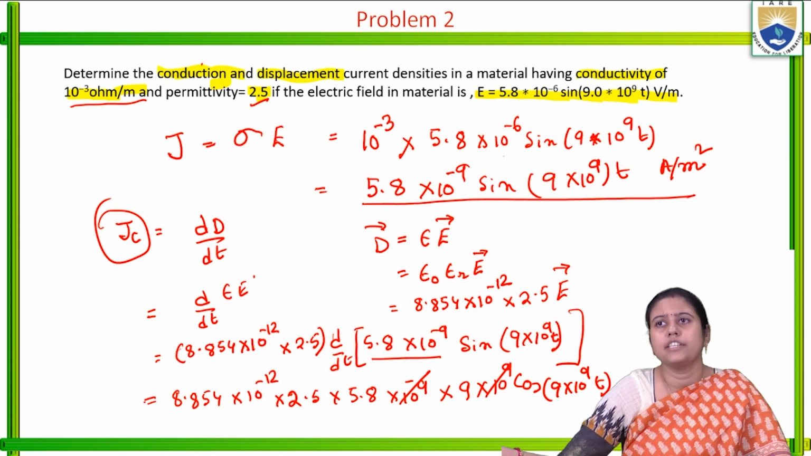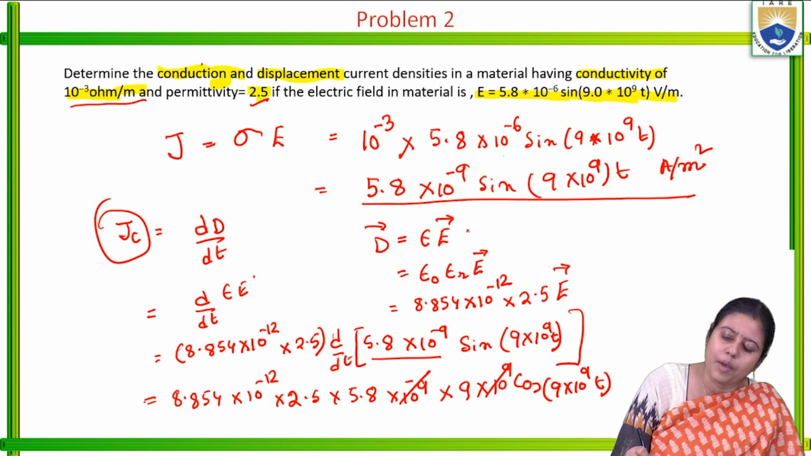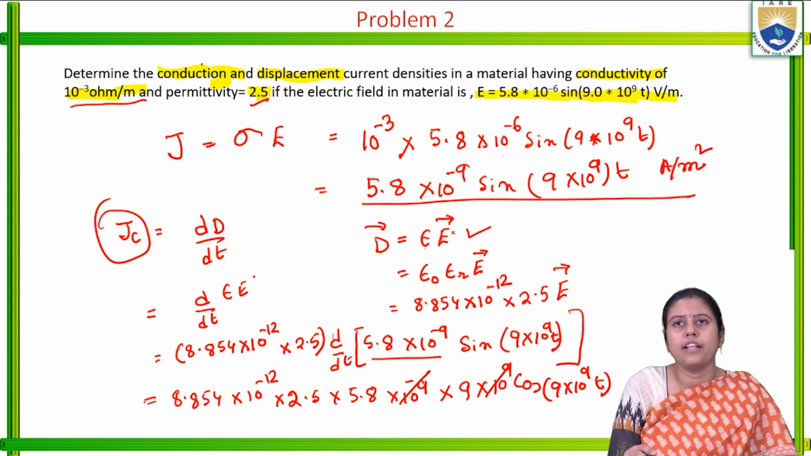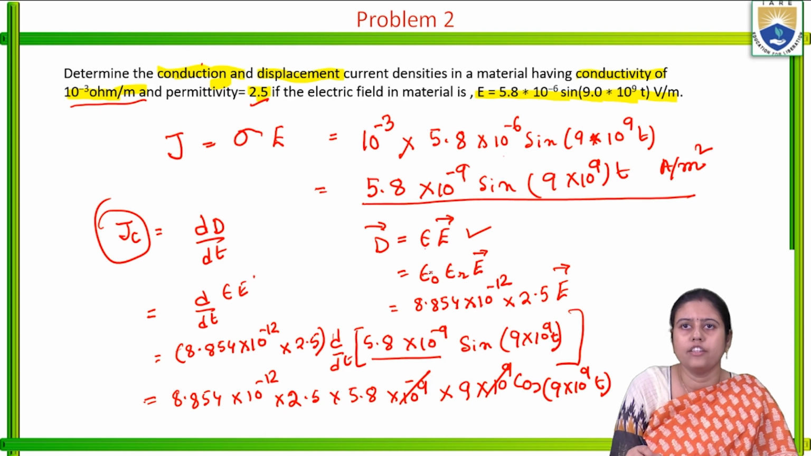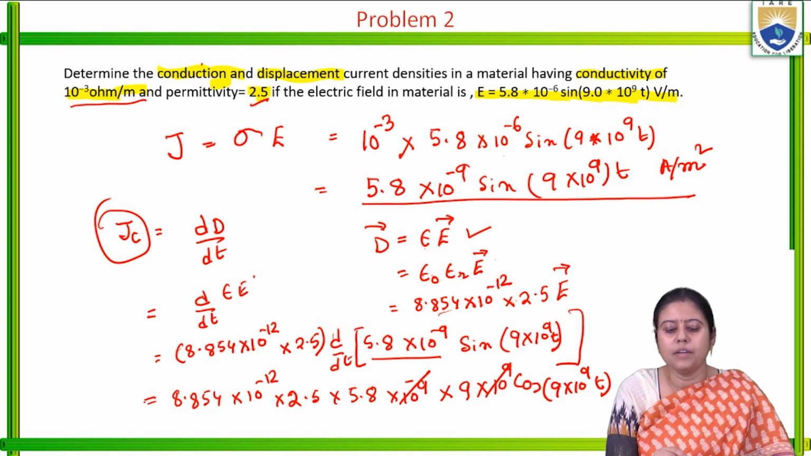Next is the calculation of the JC. How to calculate the JC value? We know the displacement current density, JC is equal to dD by dt. So how to calculate the value of D? The D value is not given in the problem, so we can get that D is equal to epsilon into E. What is epsilon? Epsilon means permittivity. So epsilon naught epsilon R into E. The epsilon naught value we know, and the epsilon R value is given in the problem. So what is JC? d by dt into epsilon E, where epsilon is given, d by dt into E.